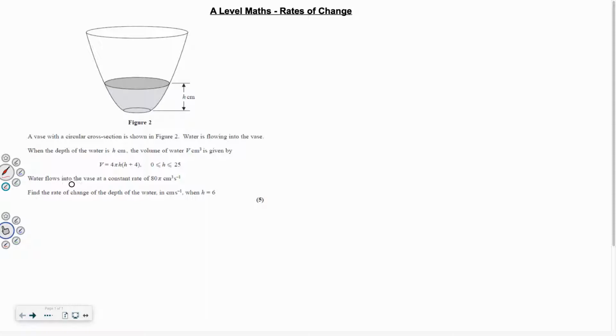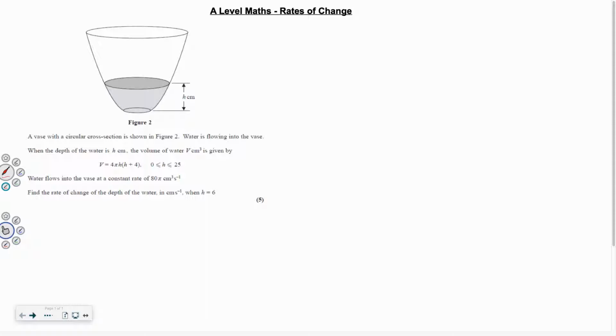Then we're told water flows into the vase at a constant rate of 80 pi centimetres cubed per second. And we're asked to find the rate of change of the depth of water in centimetres per second when h equals 6. So the first thing I'm going to do is have a look at the units of what I've been told.